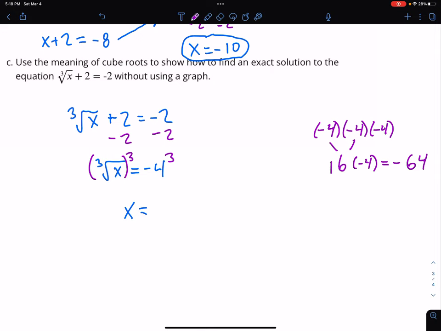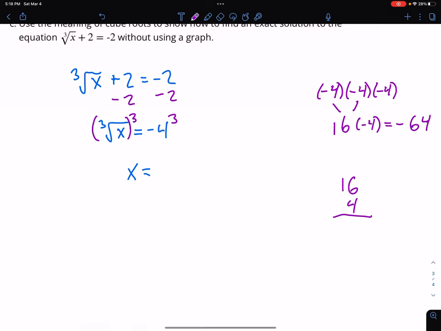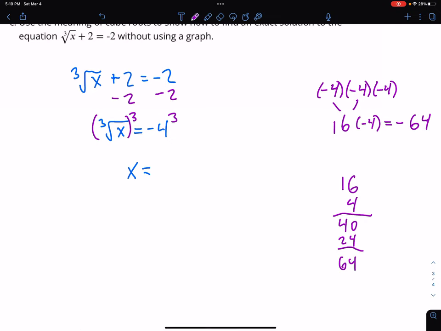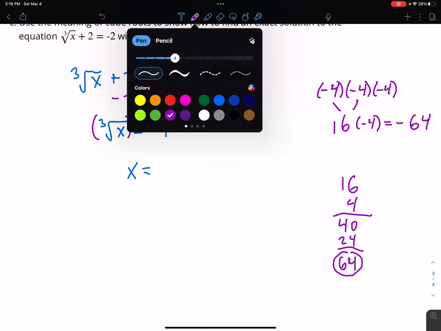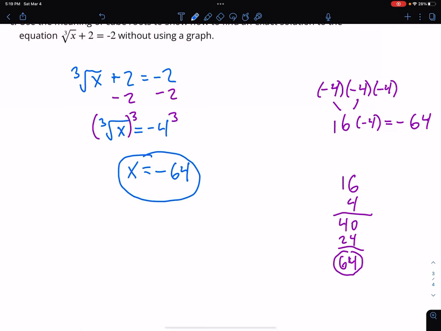A quick reminder of how I like to multiply using kind of the area model, basically. First, I multiply 4 times 10, and I get 40. And then I multiply the 4 times 6, 24. I add them up, 64. Just in case you don't have a calculator and they give you some number you're trying to multiply, there's that right there. Negative 64 is x. There we go. Here's our final answer for that one. And that's all she wrote.